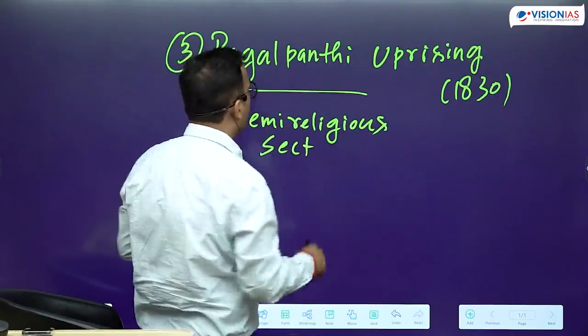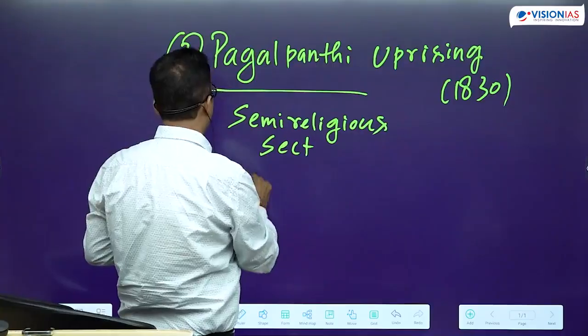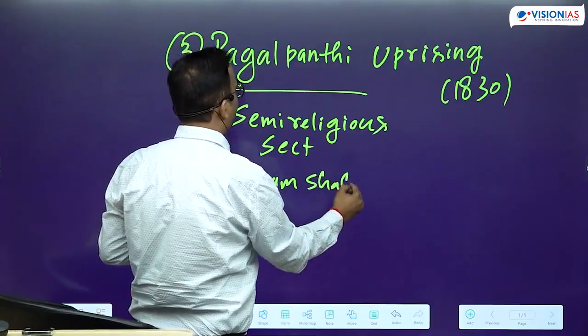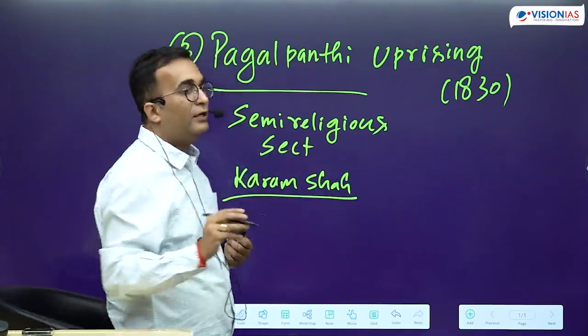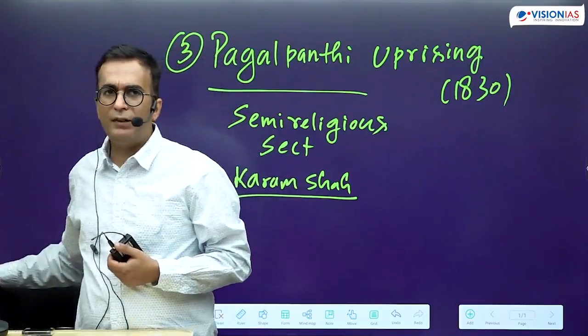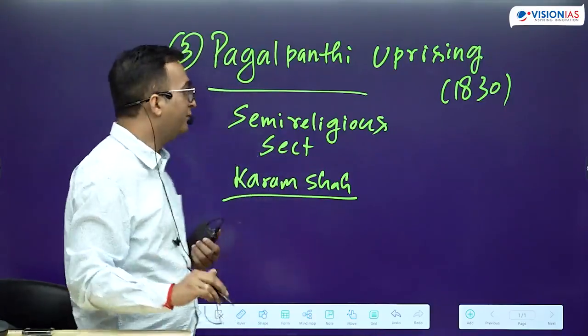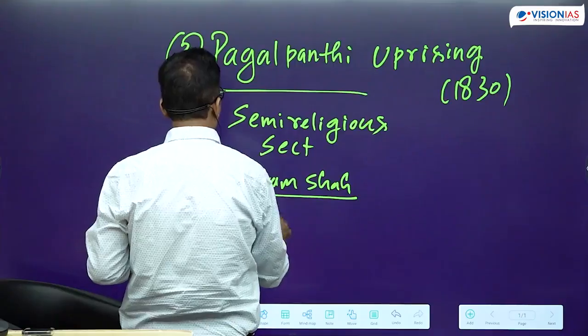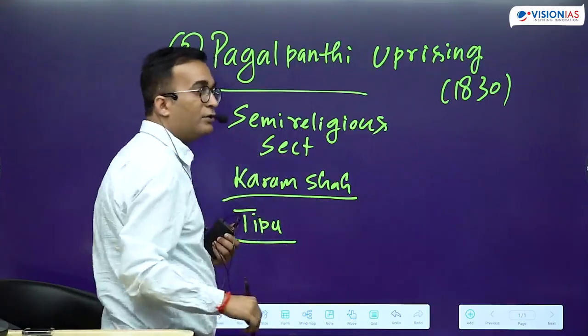And the sect was founded by a person, Karam Shah, somewhere around 1815. So it was a religious sect in Islam in the beginning. But later on, his son, whose name was Tipu, took up the cause of the peasants.